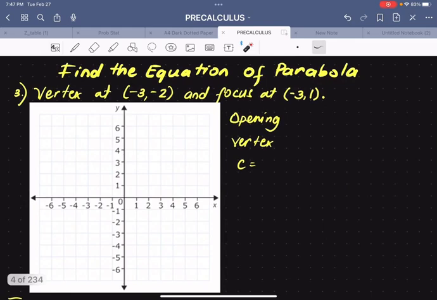Example number 3. Find the equation of the parabola, vertex at negative 3, negative 2, and focus at negative 3, 1. Okay, let's plot the given. So the vertex at negative 3, negative 2. And the focus is located at negative 3, 1. So this is the vertex and this is the focus. Okay? So this is the focus, vertex. So based on this illustration, we can conclude that the parabola opens upward. Okay? So open upward.